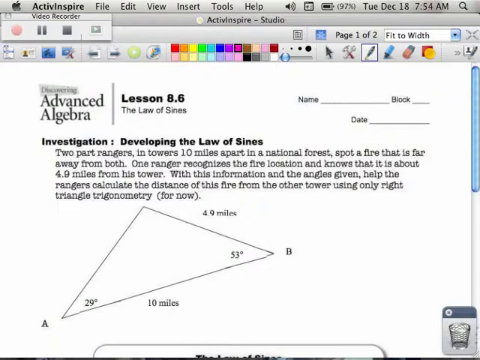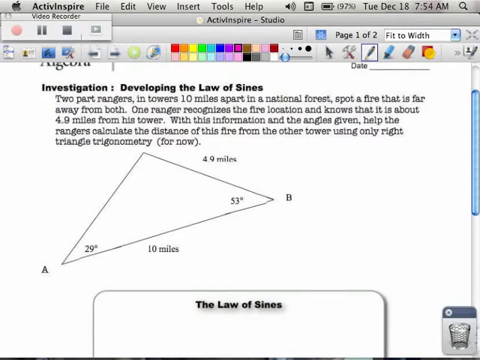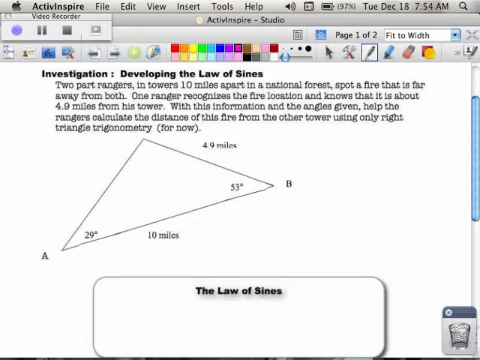And so to kind of demonstrate how this law of sines came about in 8.6, they have this kind of example, think about it thing. And we have two rangers in towers that are 10 miles apart. And they're in a national forest, and they spot a fire that's far away from both. So the fire is probably somewhere over here.